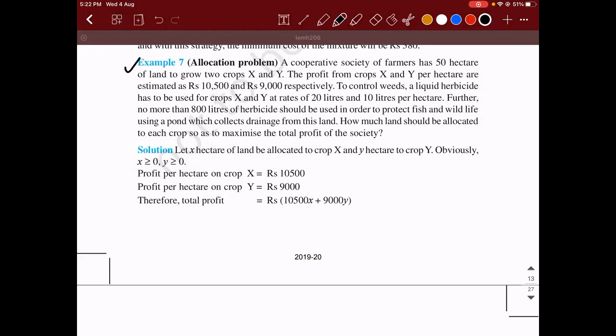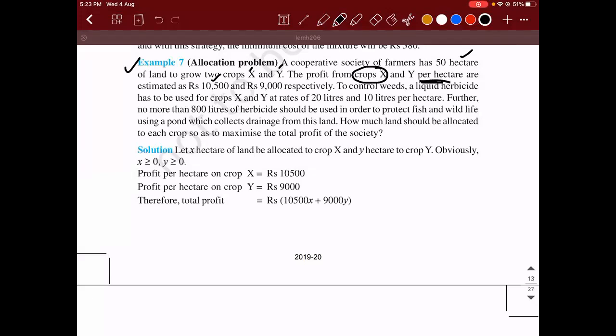So try to read it like a story. In the story, what are they trying to say? There is a cooperative society related to the farmers. How much is the total land that they have? They have 50 hectares of land, and they want to grow only 2 crops. What are the 2 crops? They are X and Y. The profit from crop X per hectare is 10,500. Depending on how many hectares of that crop there are, those many times it will get multiplied.